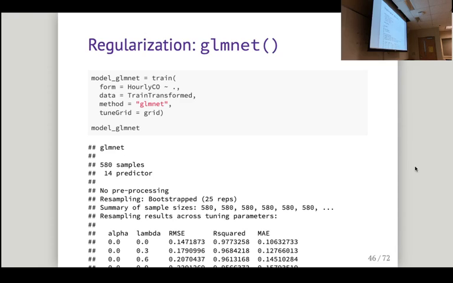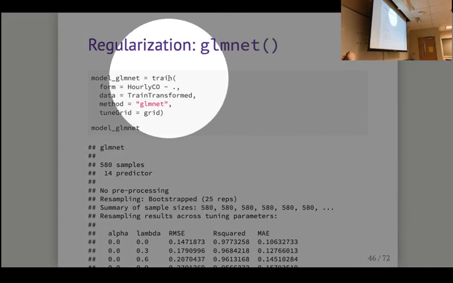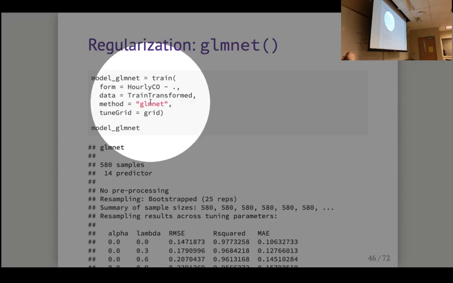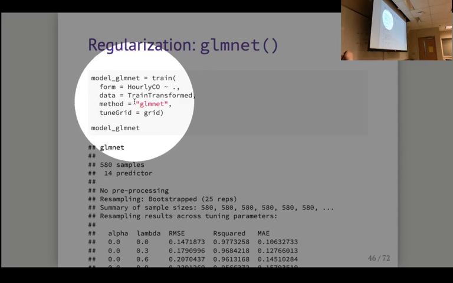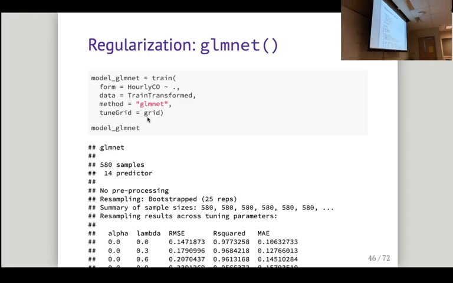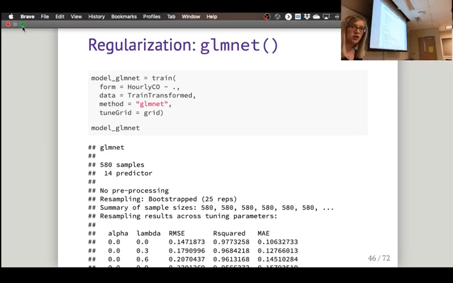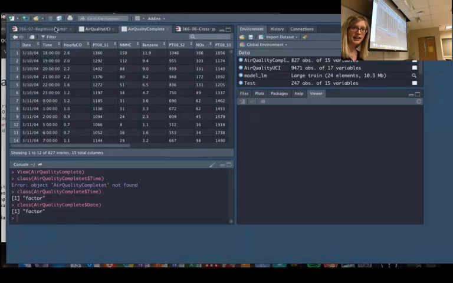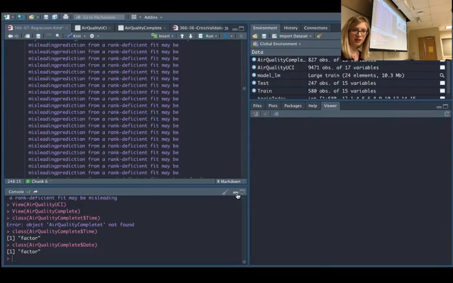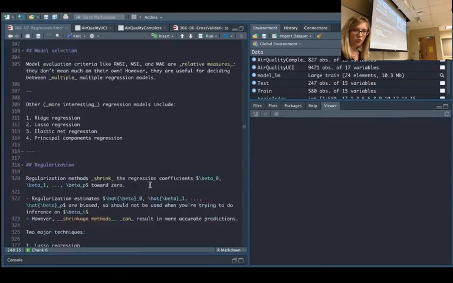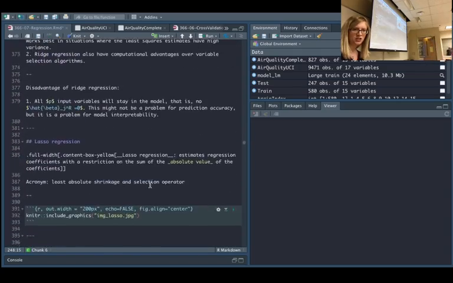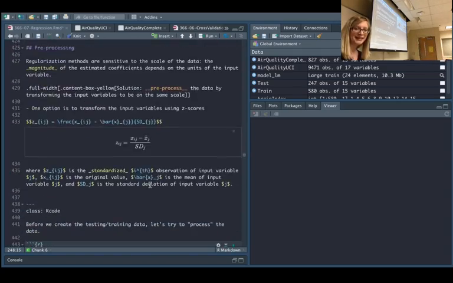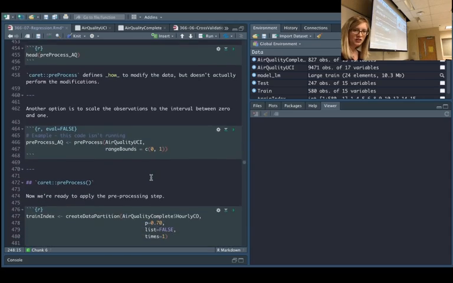So we'll fit the model using method equals glmnet. We're using train transformed, so this is the pre-processed data. Our tuning grid has 121 combinations, so this is going to scroll down pretty far. We'll go ahead and fit this so we can take a look at it in live code. 121 combinations for the tuning parameter sounds like it might take a while. I don't think it does.